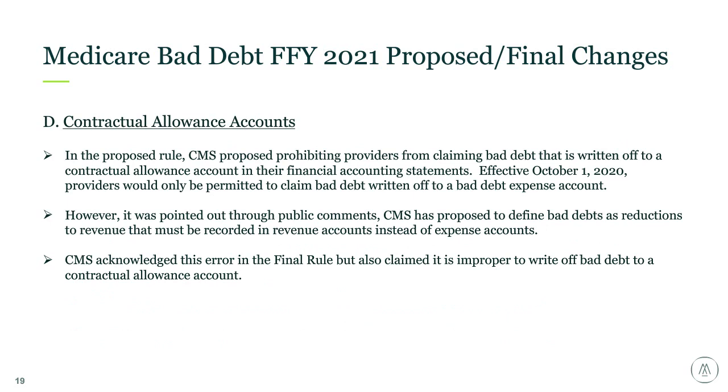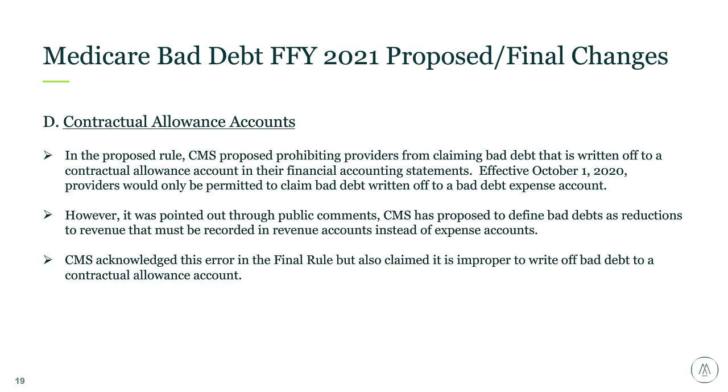With respect to the proper accounting for bad debt, in the proposed rule, CMS was going to prohibit providers from claiming bad debt written off to contractual allowance accounts in their financial accounting system. CMS had proposed only bad debt written off to a bad debt expense account could be claimed for Medicare reimbursement effective on October 1st, 2020. However, through public comments, it was pointed out that CMS was contradicting its past statements and position on this issue. CMS had defined bad debt as reductions to revenue that must be recorded in revenue accounts, not expense accounts.